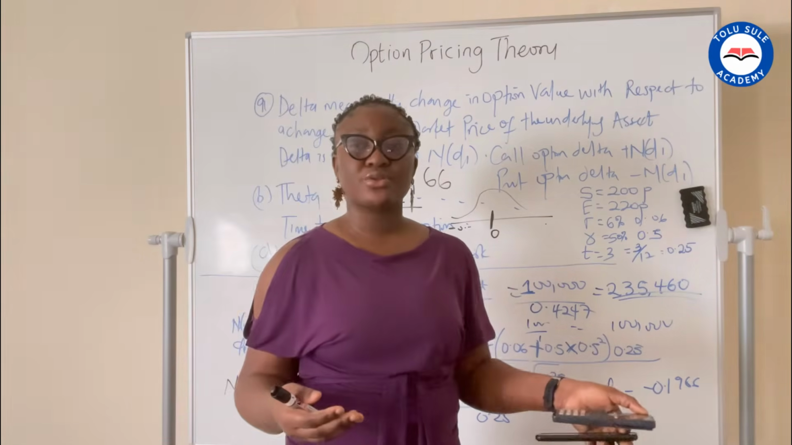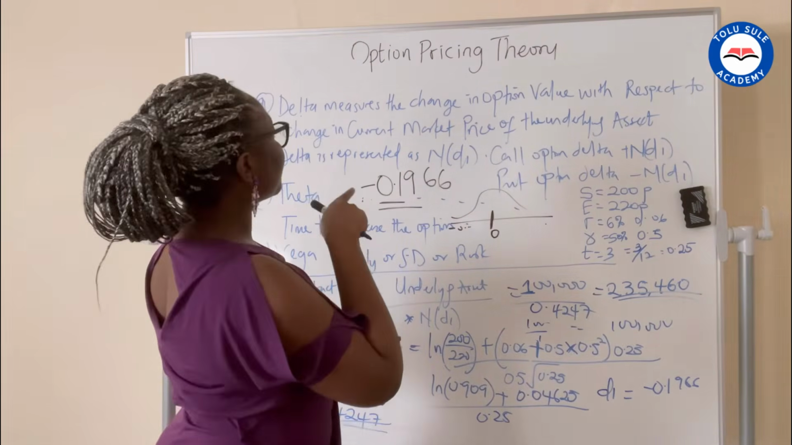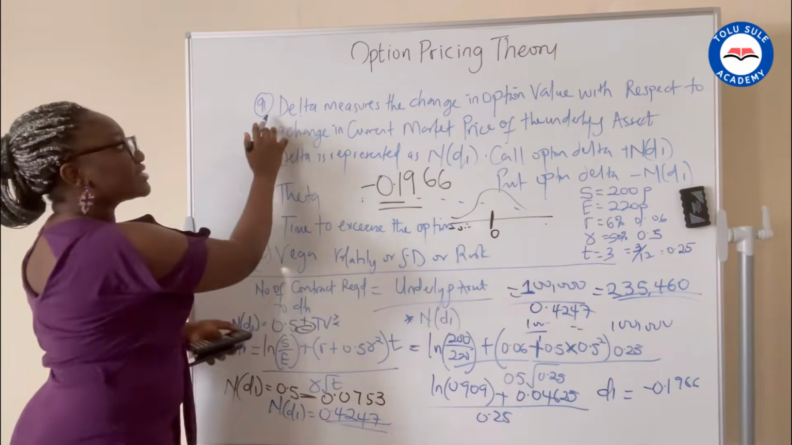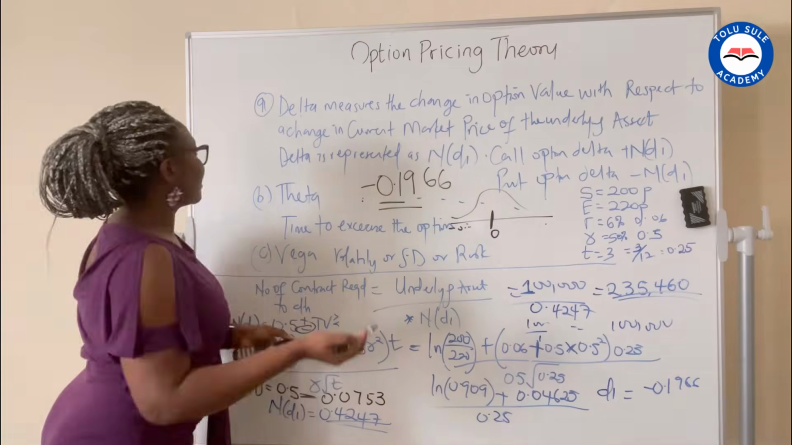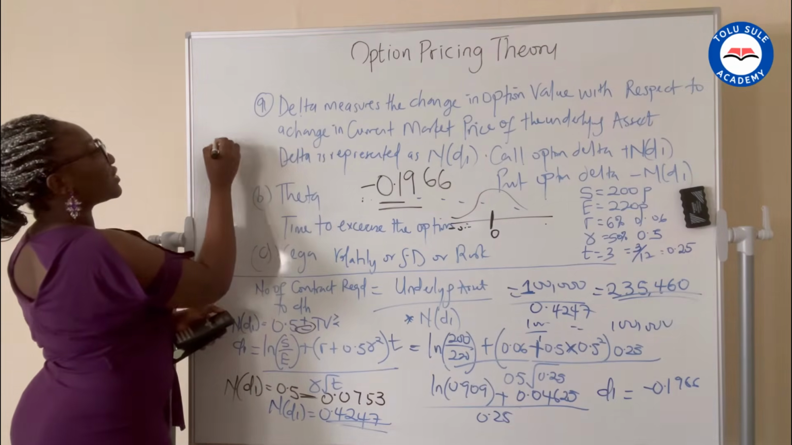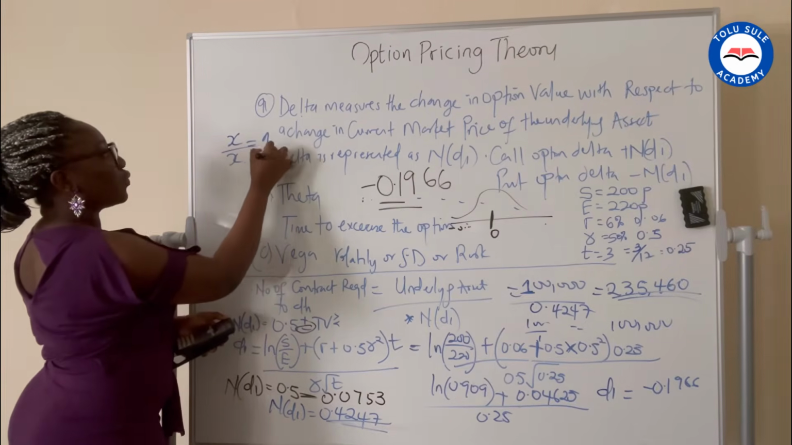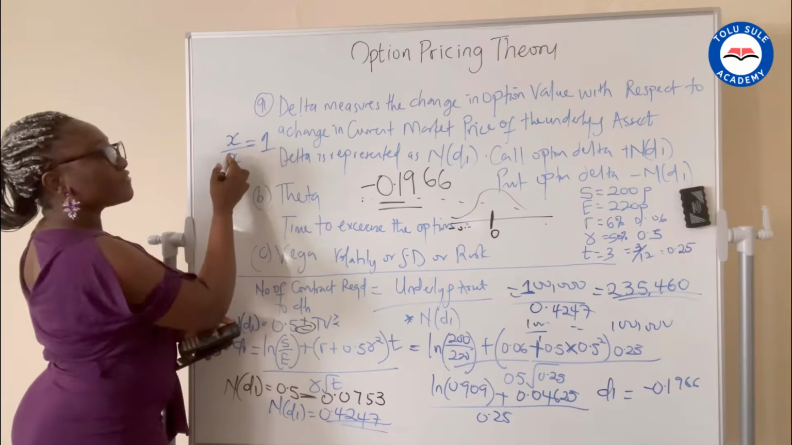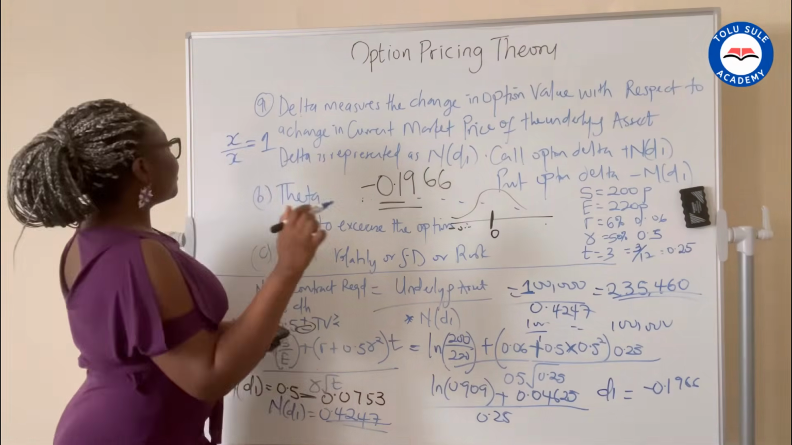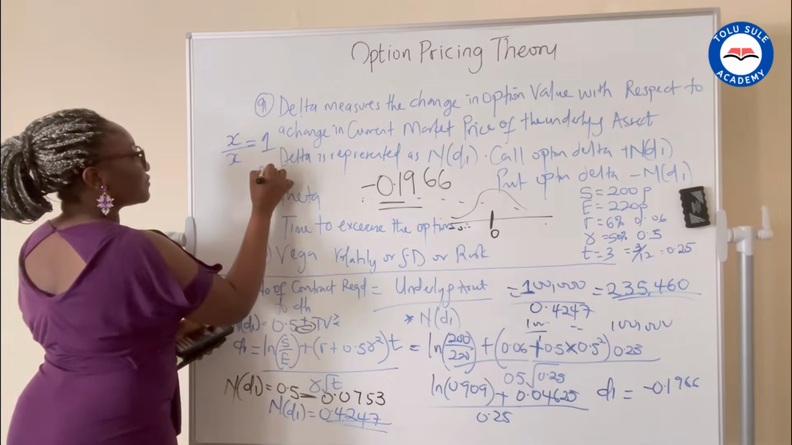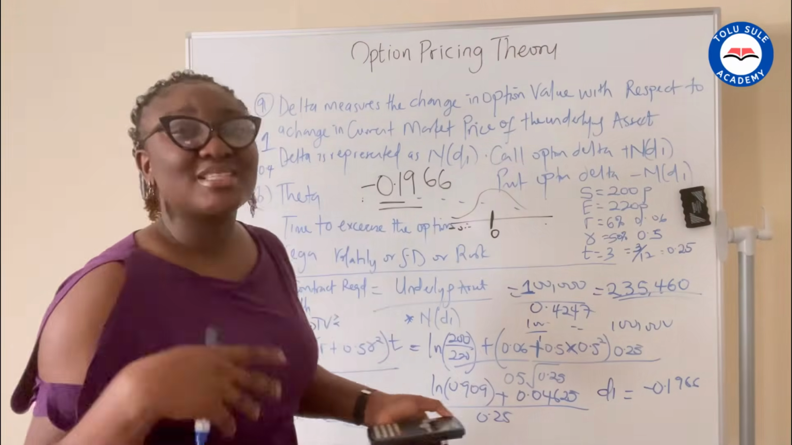And it makes sense because we said delta measures the change in option value with respect to the current market price. So this delta, vega, they are all rates, the rate of change. Let's say change in price is X and change in option value is X, then it will give you 1. Do you understand? I don't know how to explain it. But anything that is making you have 0.4, it means it's not balanced.